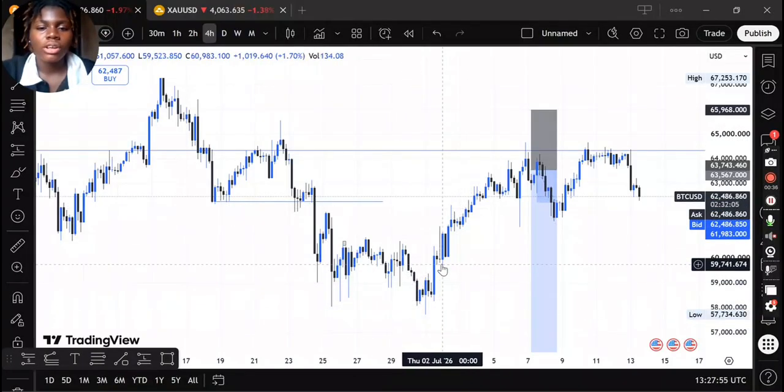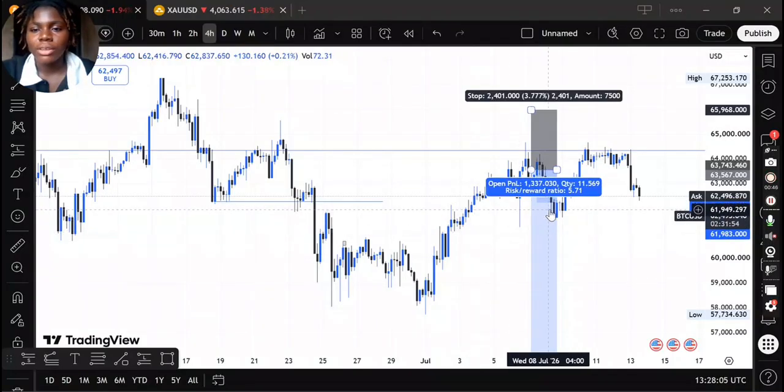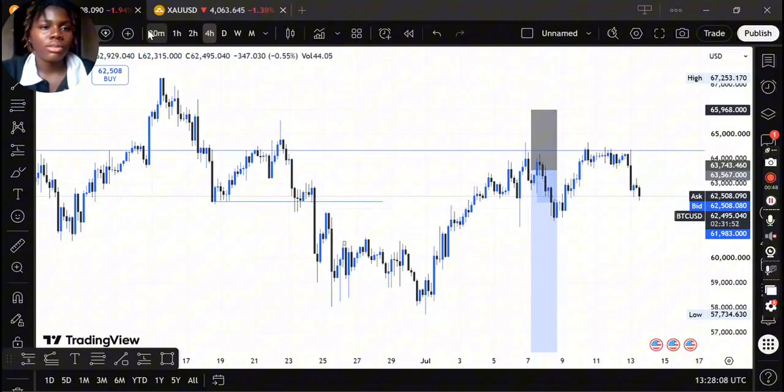You need to learn how to read the internal and external structure, even from just being on the higher time frame. For instance, I don't even need to go to the lower time frame. You can see all of those already happening. But I'll take you there.